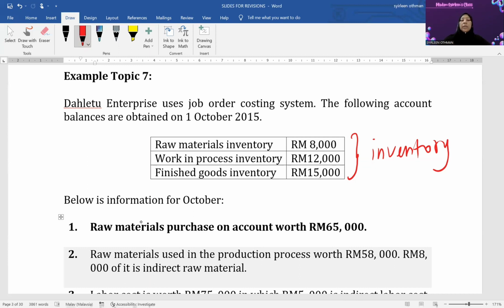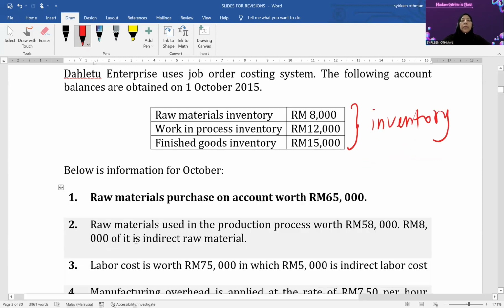Okay, so we look at the information. The first information tells us raw material is purchased on account. On account, we understand, is your accounts payable. So the amount is 65,000.